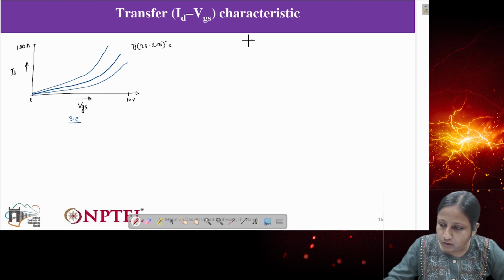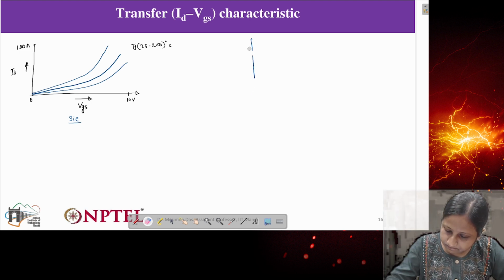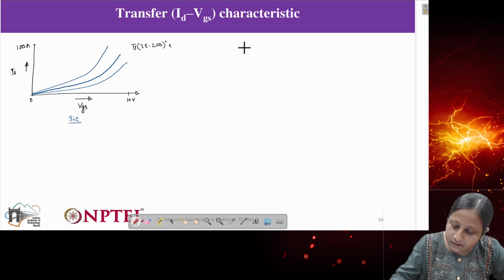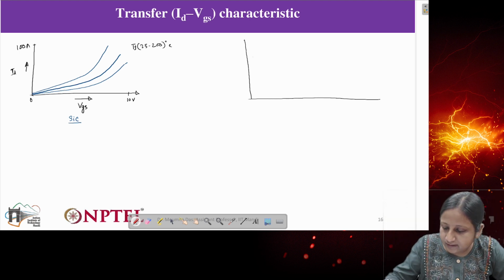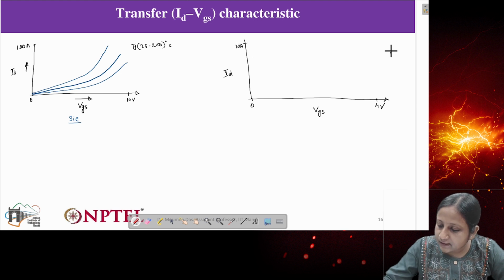Now for the GaN device, we can choose the same device as the previous one. The GaN device VGS will obviously be much less than that of the silicon carbide device, so 0 to 4 volts, and obviously the drain current will also be less, let's say 0 to 10 ampere. Then as the temperature varies, TJ similarly varies from 25 to 200 degrees Celsius.